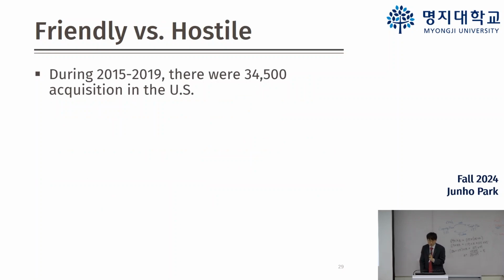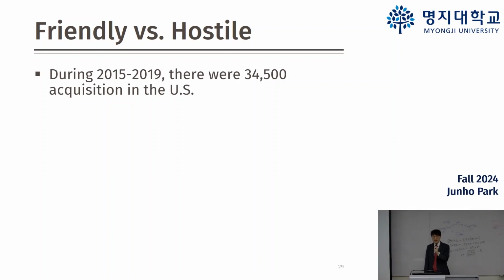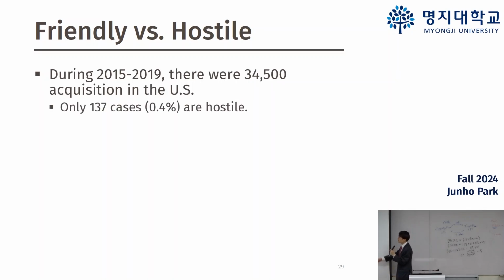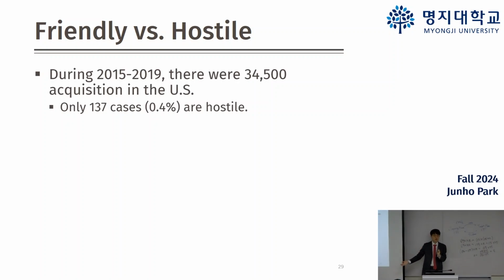let's see some real world statistics. So during 2015 to 2019, these 5 years, there were more than 30,000 acquisitions. So still, at this moment, there are mergers and acquisitions going on. So acquisitions and mergers, they are very frequent ones. But among these numbers, only about 100 cases are hostile, and the rest are friendly ones. So they are smoothly negotiating with each other. But only about 130 cases, they are fighting each other.